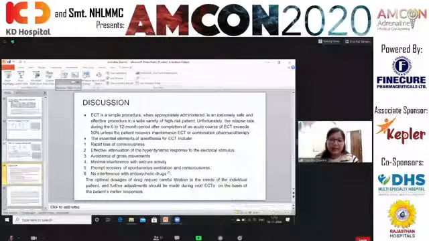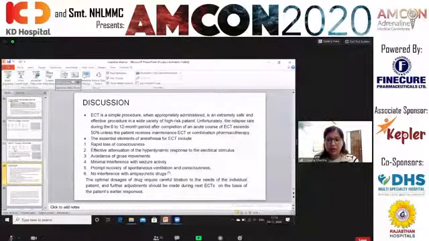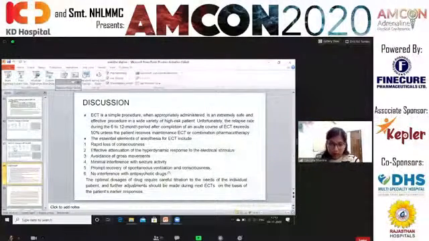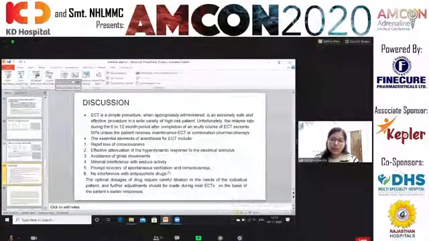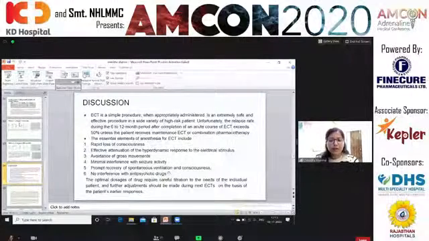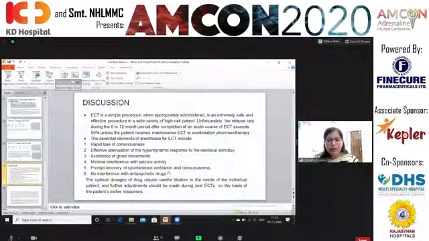In discussion, we can see that ECT is a simple procedure and it is extremely safe. But unfortunately, the relapse rate during the 6 to 12-month period exceeds 50% unless the patient receives maintenance ECT or combined pharmacotherapy. So for ECT, the essential elements for anesthesia include rapid loss of consciousness, effective attenuation of the hyperdynamic response due to the electrical stimulus, avoidance of gross movements, minimal interference with the seizure activity, prompt recovery of spontaneous ventilation and consciousness, and no interference with the antipsychotic drugs.